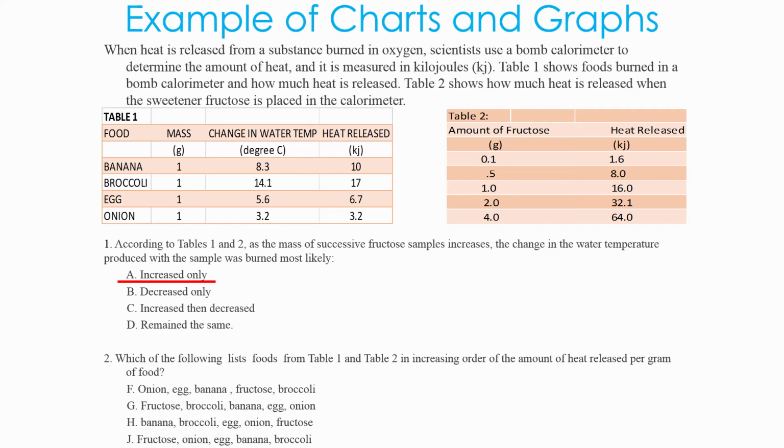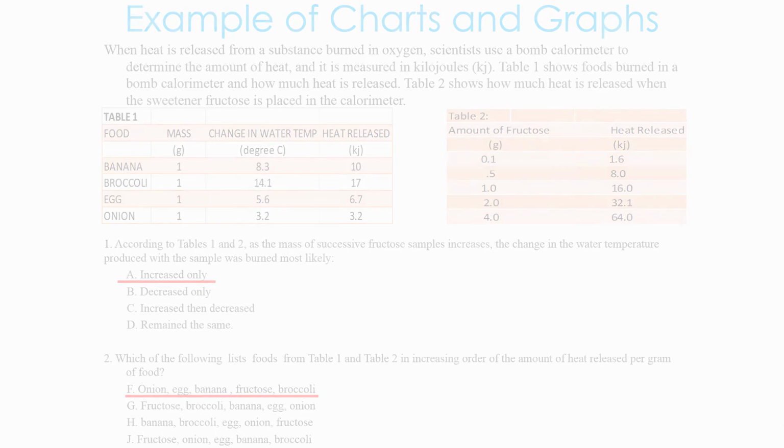So, you first figure out which has the lowest amount of heat released per 1 gram of food. If you look at our charts, 1 gram of onion is the lowest. You have to check 1 gram of fructose, which would be 16, so it won't mess us up. From this information, you know that the answer has to be F. Just figure out the lowest one, but don't forget to check both charts.